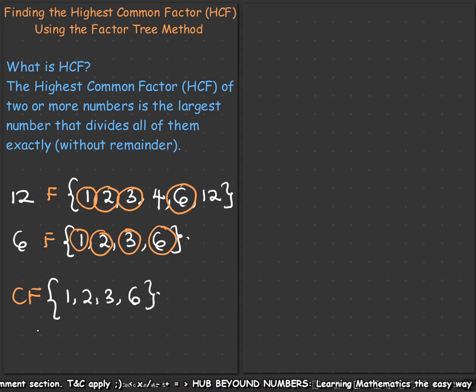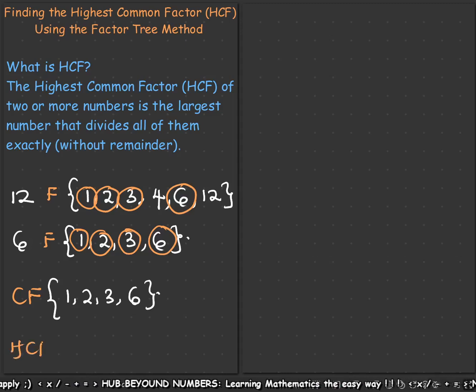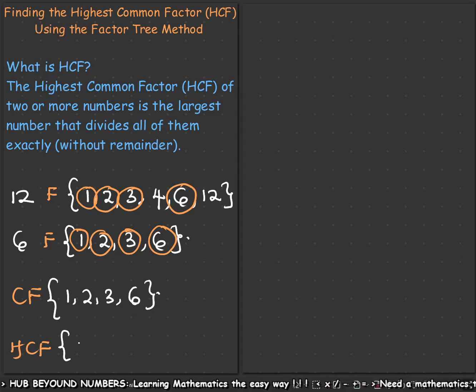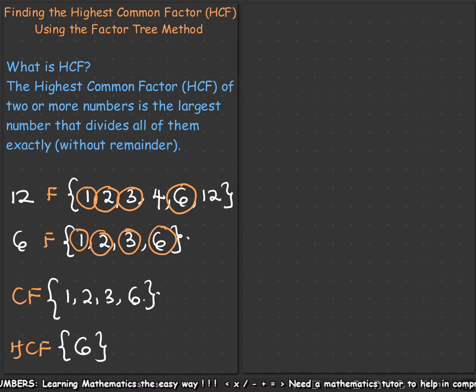After which, we look for their highest common factor. So highest common factor, that is going to be what? 6. So in these common factors over here, the biggest one or the highest is 6. This is how we usually solve for it.